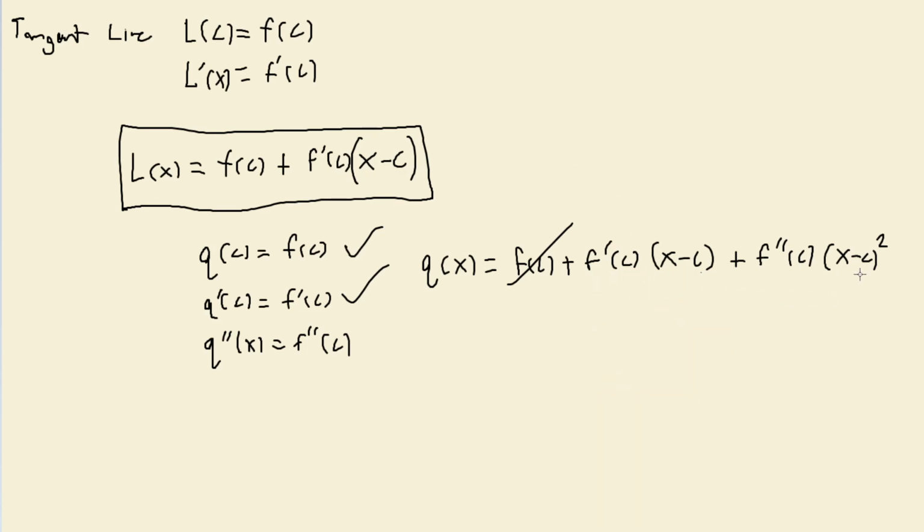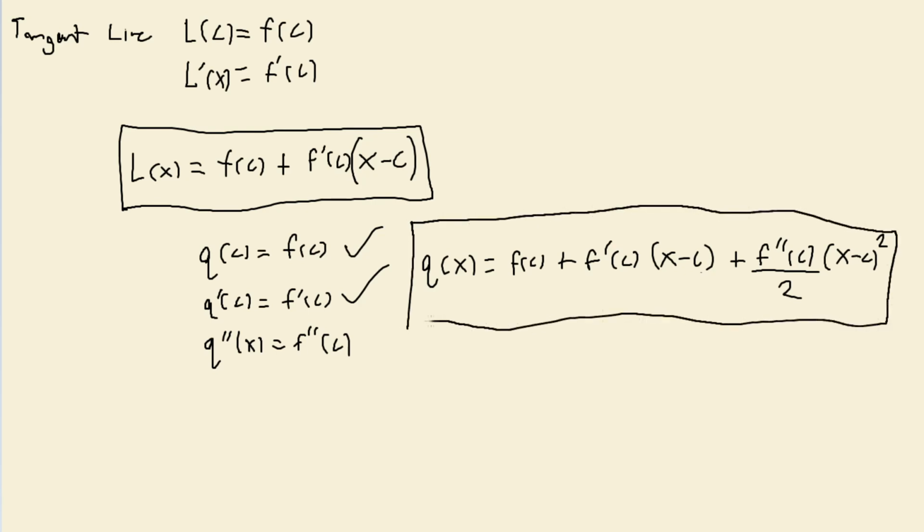What we want is for the second derivative to equal the second derivative of the function. So we need to add an additional limitation on this formula here. We need to put f of c back. And what we need to do is add a factor of a half here, such that when we take the second derivative, we will get f double prime of c. And this is our formula for a quadratic approximation.